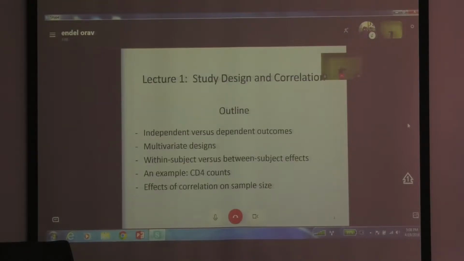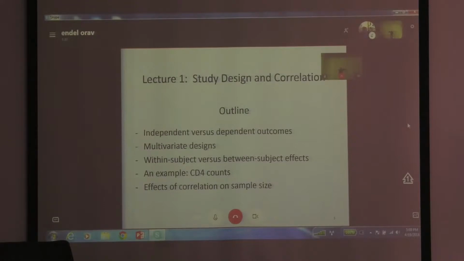What I'm going to be doing today is talking mostly about study design and concepts. Next week we'll switch over to the actual analysis. So particularly the notion of independent versus dependent outcomes, different sorts of study designs that could lead to dependent outcomes, and therefore the types of analyses we're going to talk about next week.